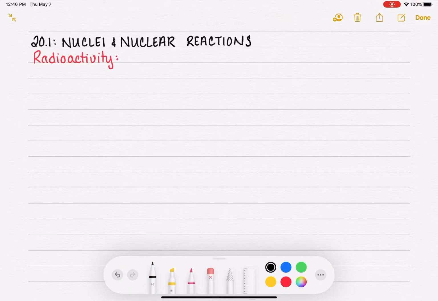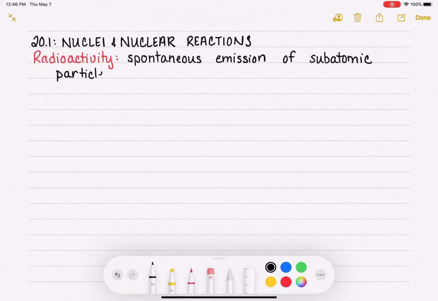You've probably heard of radioactivity, or this thing is radioactive. What exactly does that mean? A substance that exhibits radioactivity is something that is undergoing spontaneous, so you know what that means, without any kind of help from the external environment, spontaneous emission of subatomic particles. And you also know what subatomic particles are, the particles that make up atoms, protons, neutrons, electrons, and we're going to look at some other subatomic particles as well.